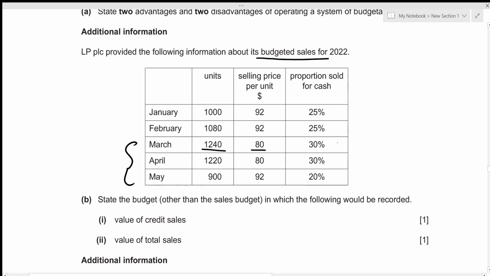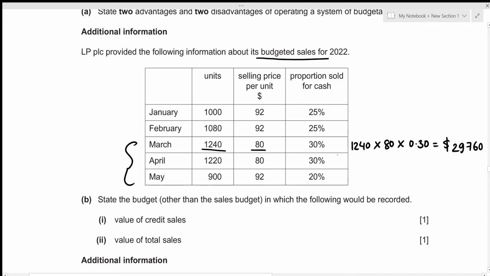And the proportion for cash is 30%. So 30% of the total sales is going to be cash sales. Let's figure out the amount of cash sales. That's going to be 1,240 times 80 times 30%, which we can write down as 0.30. So this gives the cash sales for the month of March to be 29,760.